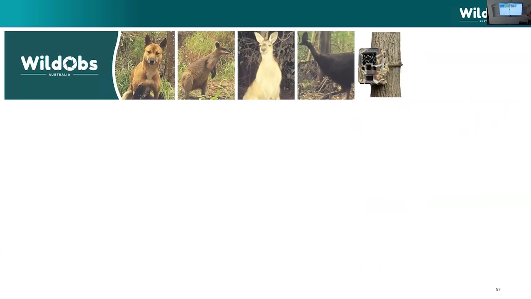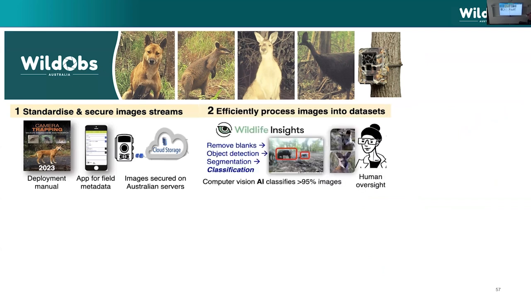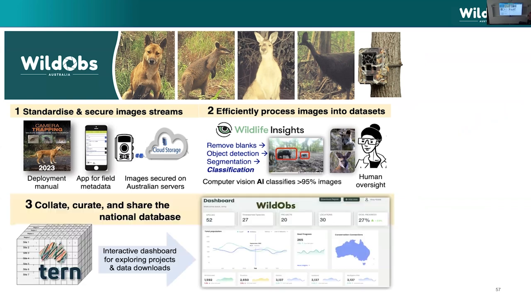Finally, I just want to give a quick shout out to the Wildlife Observatory of Australia. This last research project in the Wet Tropics is one of the first research projects to come out of WildObs. And this is the group that I've been hired for my postdoctoral research to work as a data scientist. Our aim is to standardize and secure image streams from camera traps all around Australia and efficiently process these images into data sets using AI and image classification systems. Finally, the goal is to collate, curate, and share this national database, hopefully to inform policy and research.